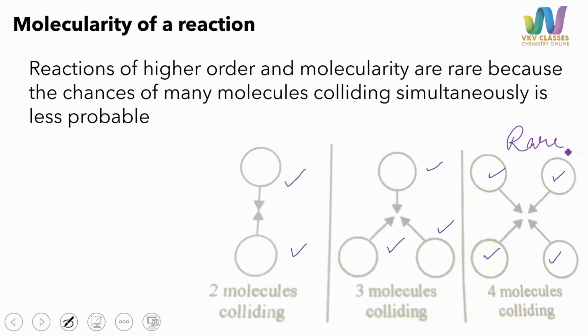So molecularity is always a small whole number. It is having value usually 1, 2 and 3. Not more than 3. Molecularity more than 3 is very rare. So why are higher molecularity and higher order reactions less probable? It is because simultaneous collision between large or many number of molecules is not at all possible.